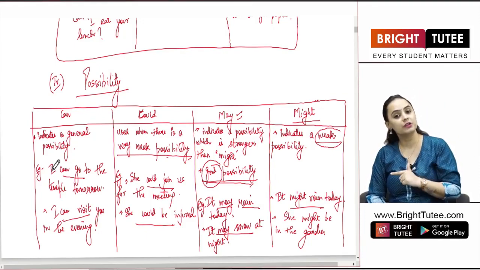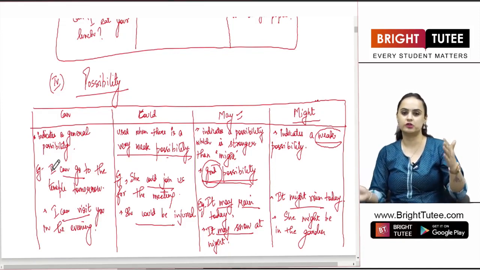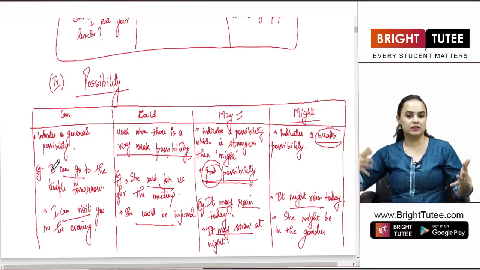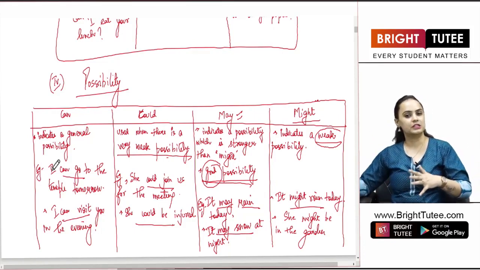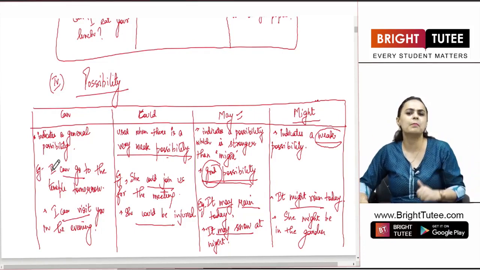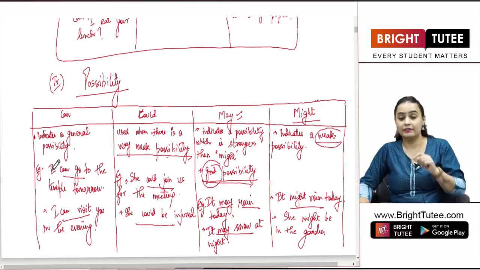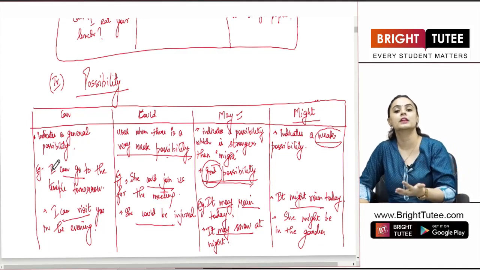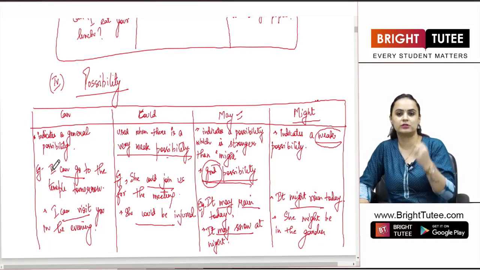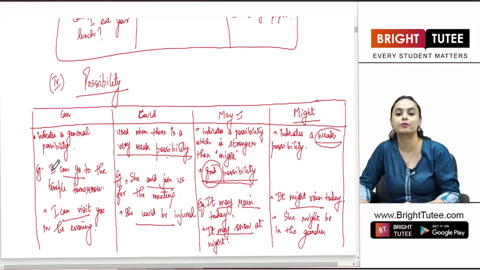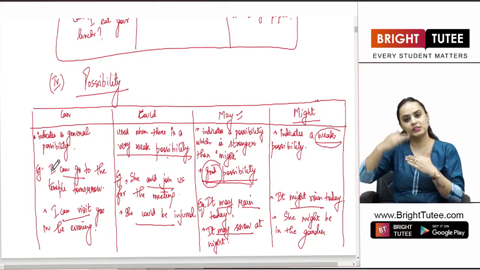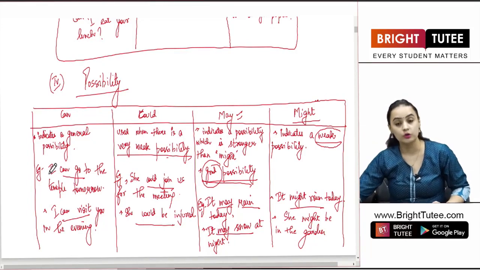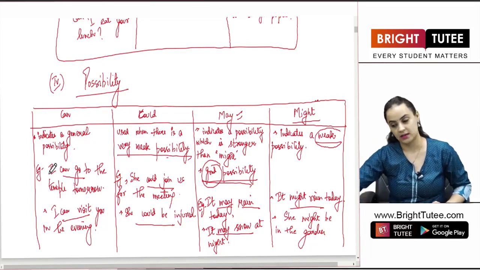It might rain today means it ranges somewhere in between 20 to 50 to 60%. So there might be a rainfall. And when I say it may rain today, that means the chances of rainfall are good. 80 to 90% chances are there for the rainfall to happen. So this is how we use could, might and may.